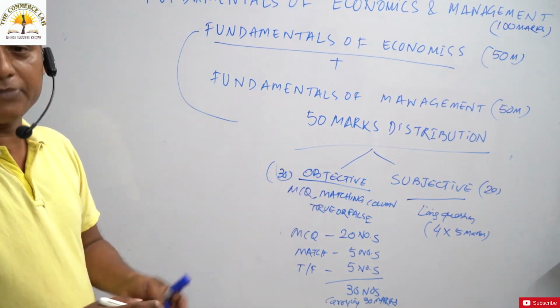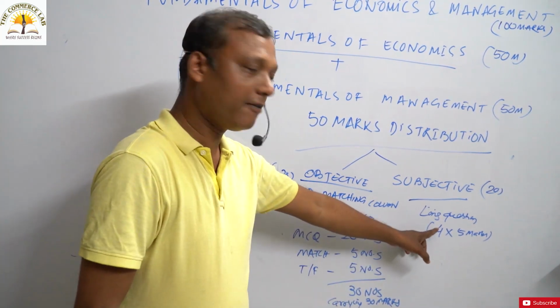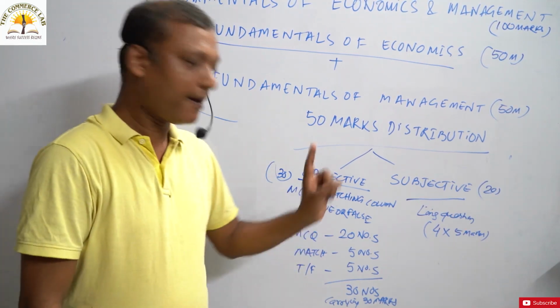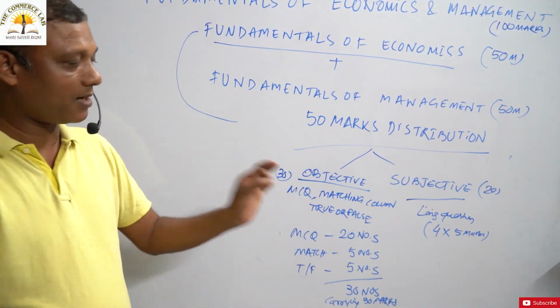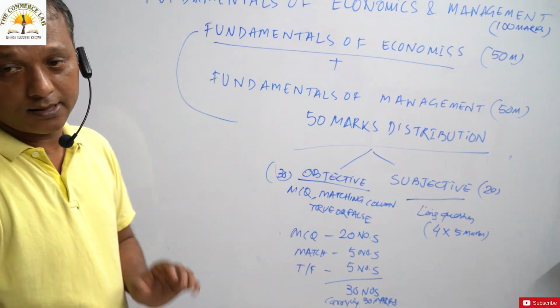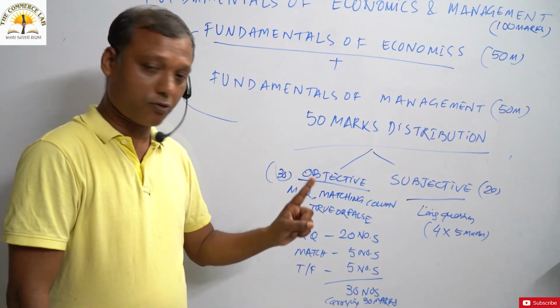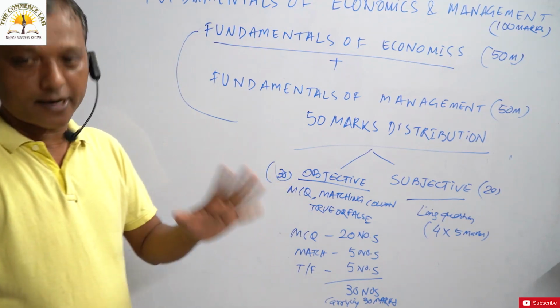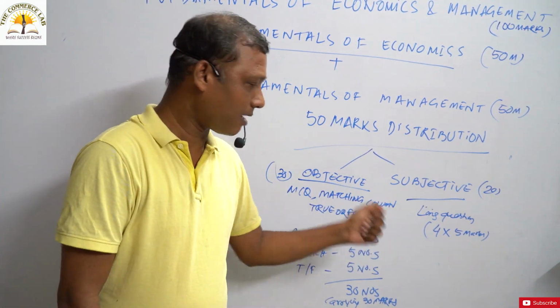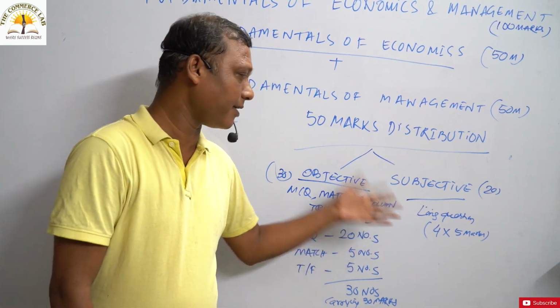This is your subjective part. It will be carrying 4 long questions. You have to answer 4 long questions carrying 5 marks each. That comes to 20 marks. You have to answer 4 questions out of 6 questions. You have a choice. Each question comes with 5 marks, so it comes to 20 marks.